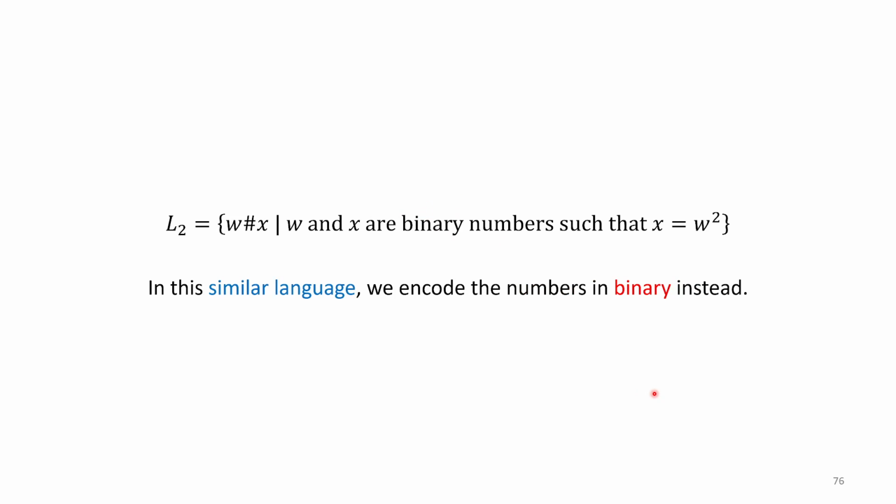Well, we could have a very similar language where instead we encode them with binary. So in this case, I've just said maybe we have w and x, where w and x are binary numbers. So now they're written in binary, but x is equal to w squared. That would be the very similar language, but now the pattern of the string is much different. It turns out this one, if we can compute the first one with a Turing machine, we can compute this one as well. And of course, we can imagine extending this to decimal or other number systems as well.